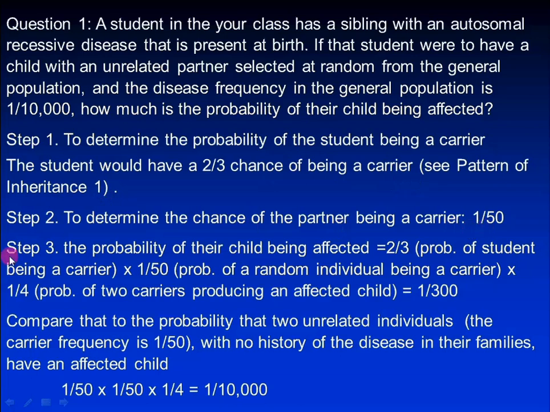Step 3 is to determine the probability of the child being affected. That equals probability of student being a carrier times probability of random individual being a carrier times probability of 2 carriers producing an affected child. The result is 1 over 300. Compare that to the probability that 2 unrelated individuals with no history of disease in their family have an affected child. That's 1 over 10,000. So the probability in this case is much higher.